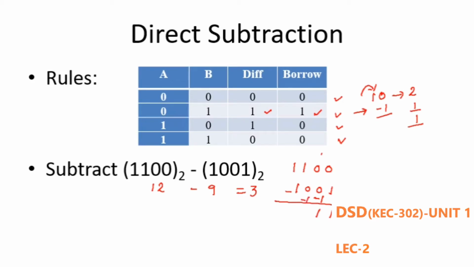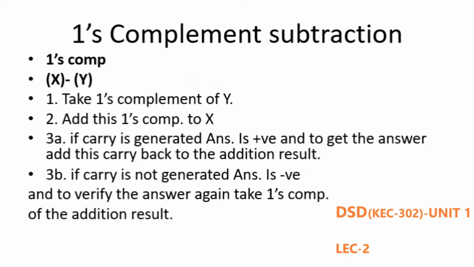Now 1 minus 0 minus 1, effectively it becomes 1 minus 1, which is 0. There is no borrow here, so I am writing a minus 0. I have not taken a borrow from this case. Then 1 minus 0 again becomes 0. So the result is 0011. If I convert this into decimal, it becomes 3, which is absolutely correct. In this way we can perform direct subtraction. Now coming to the ones complement subtraction.